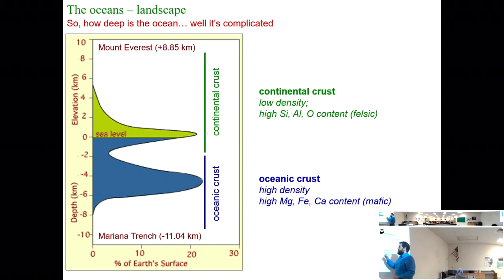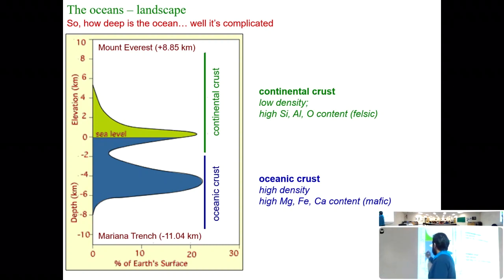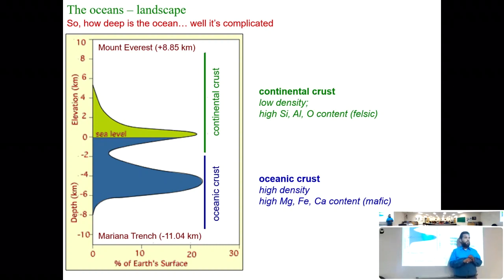So what you see here is the most common depth of the ocean. Maybe like 4.5 kilometers or something. That's the most common depth of the ocean. There are some parts of the ocean, small parts, that are up to 8 kilometers deep, right? That's like Challenger Deep.